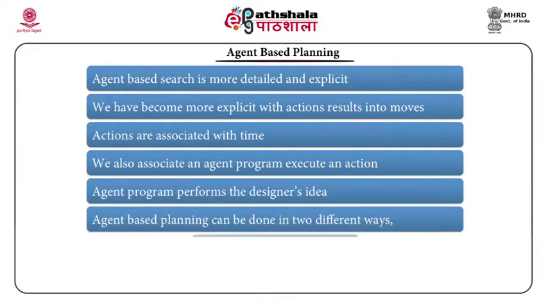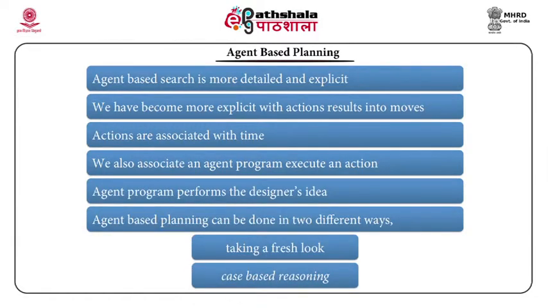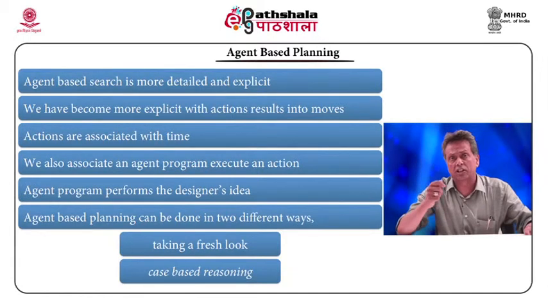Agent-based search is the same as the other search that we have seen, but it is more explicit and detailed. Why? Because when I say that I take a right turn in a graph based search, I said right turn and done. But what is right turn? In case of agent based, there is an action, there is something which is to be done for taking a right turn. So that detailed procedure is specified.